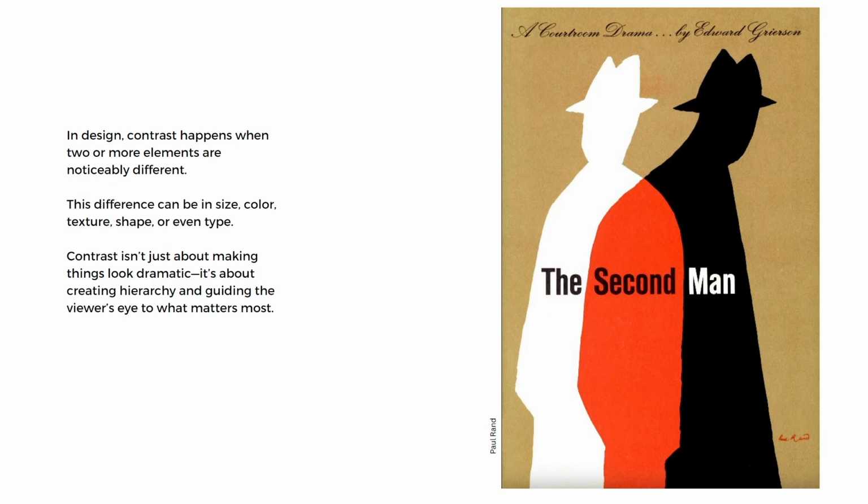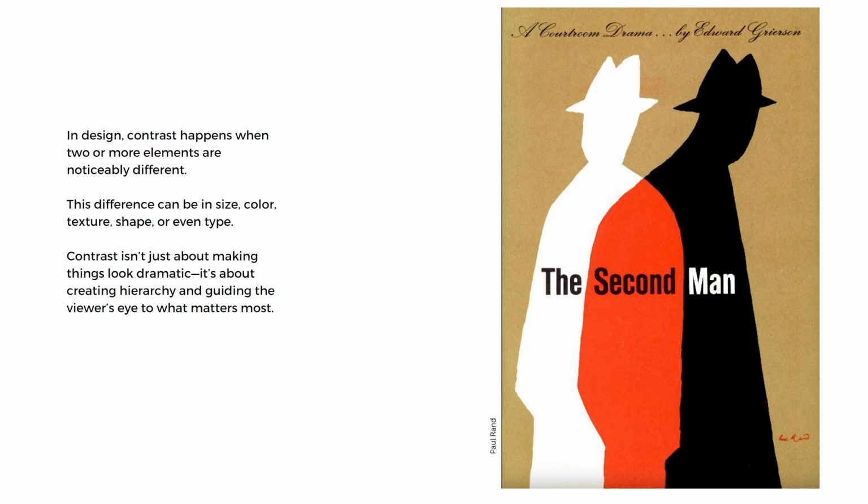In this case, the difference could be size, color, texture, shape, or even type. And we have two of those things working here. We have our color, and then we have a little bit of a shift in our type. And the red is going to sort of force our eye into the middle of the page, and then we can sort of flow around the composition from there.